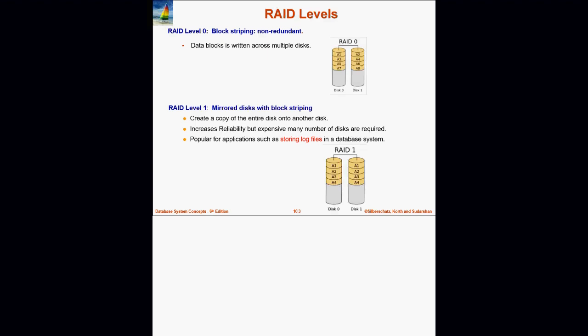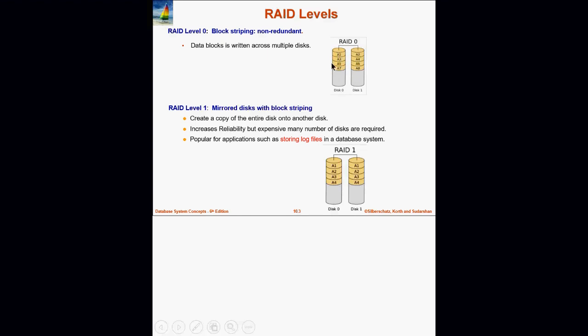I will tell you what each level is and how the data in the disk is being managed, or how a disk is being partitioned for each level. First we'll start with RAID level 0. The name of the level is block striping non-redundant. Block striping non-redundant in the sense, if you could see, for each disk the data item is stored blockwise.